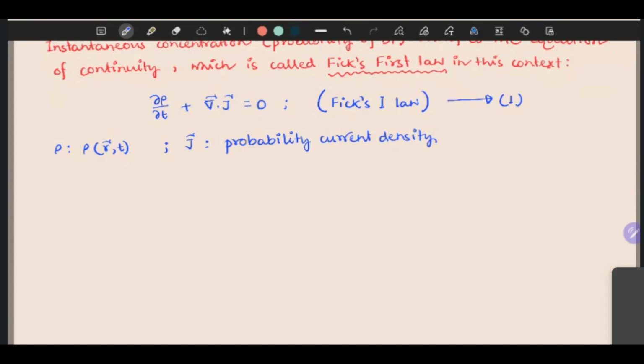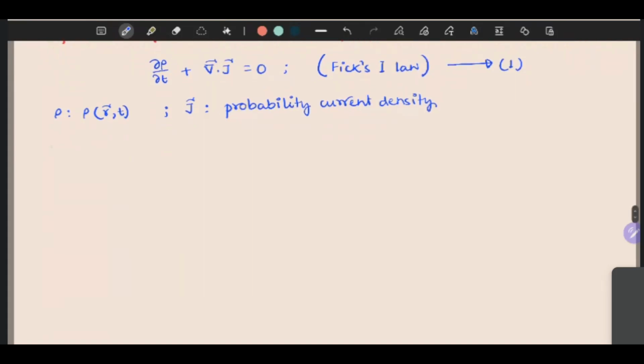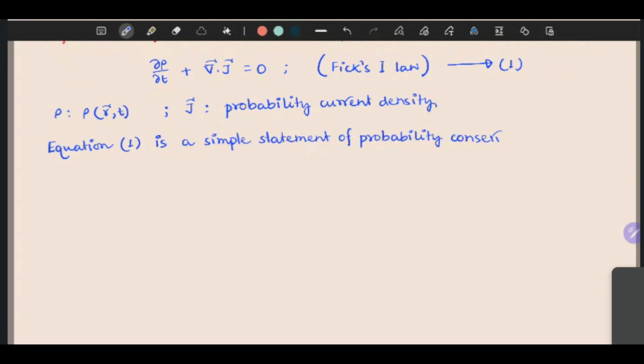So this can be thought of as conservation of probability. So this Fick's first law, equation 1, is a simple statement of probability conservation. Okay.